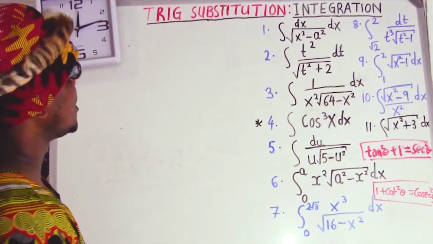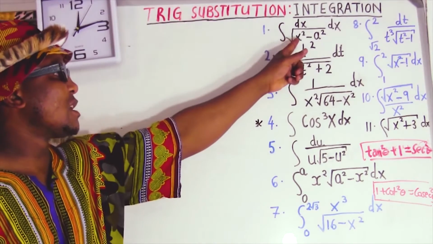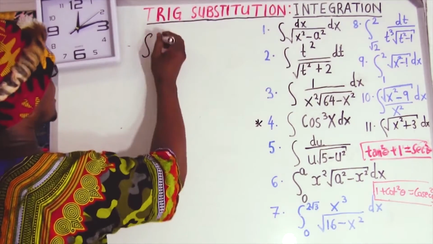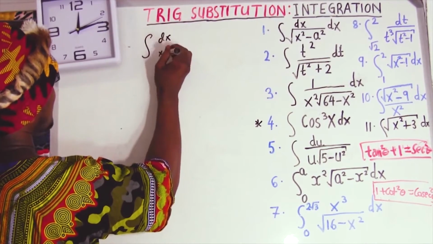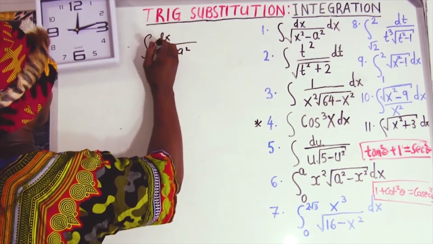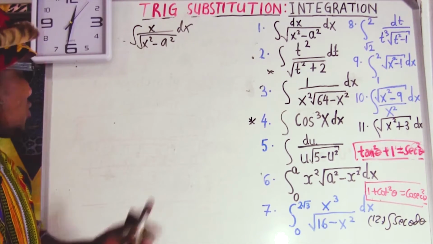Okay, question number 1. So this is going to be sec, because we say whenever you have a variable minus a, that's going to be sec. So I'm going to say integral dx over the square root of x squared minus a squared. Okay, easy. This is going to be sec because it's variable minus.